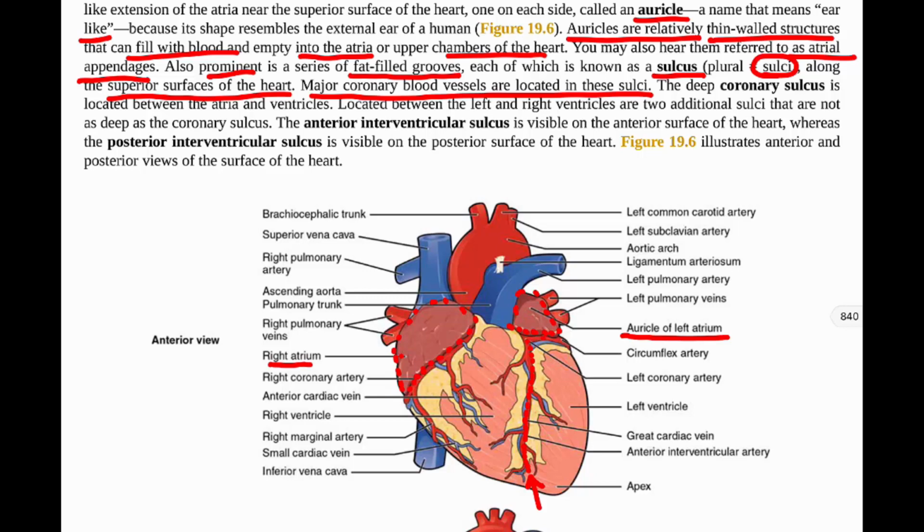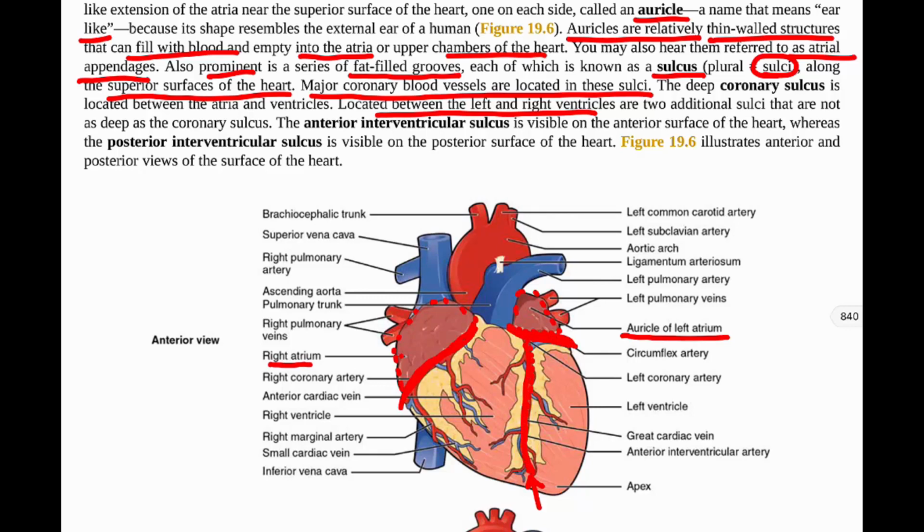They also have fat in those areas, so the fat is going to be protecting those major blood vessels that are on the heart, and then also protecting the heart as a whole. So located between the left and the right ventricles, we have a sulcus around here, around here, here, and then on the underside, the posterior side, we can see that there's one here as well.